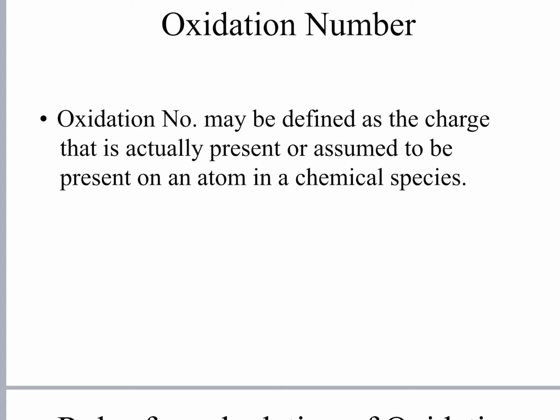Okay, it may be actually present or assumed to be present. That charge that is present on the nitrogen atom in the ammonia molecule, for instance, is called the oxidation number of nitrogen. To calculate this oxidation number, we follow a few rules, a few conventions. Based on these conventions, we calculate these oxidation numbers. It is a very useful concept.